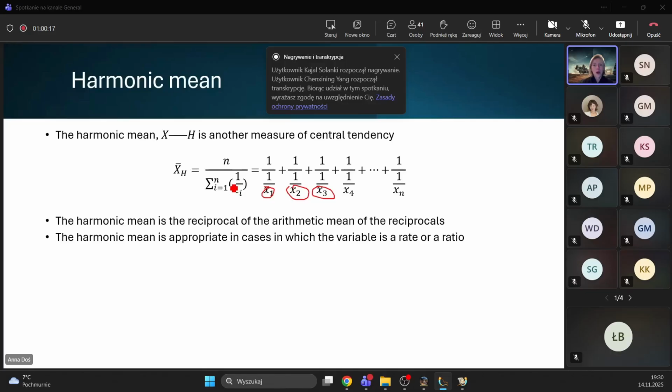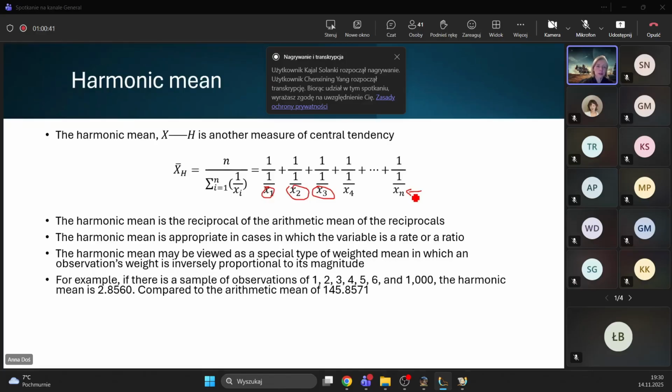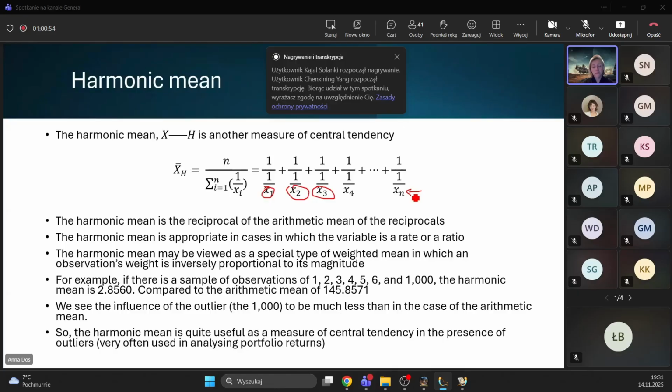Now, why is it useful to know the harmonic mean in finances and portfolio management, especially when our variable is a ratio or rate, so rate of return? And sometimes it can be seen as a special type of weighted mean. However, here in our course, I want to highlight the specific investment style where harmonic mean is used to understand the average return. So let's see a very interesting thing.